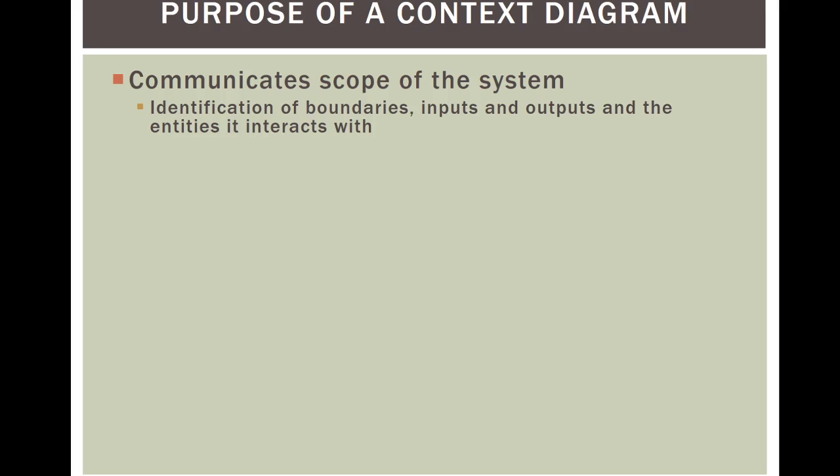All right, so the context diagram basically establishes the scope of a system. What we're looking at is, what are the system boundaries? What entails the system, right? We're going to draw a big oval around our system, and that's going to be the boundary. Then we're looking at what are the inputs and outputs and the entities that it interacts with.